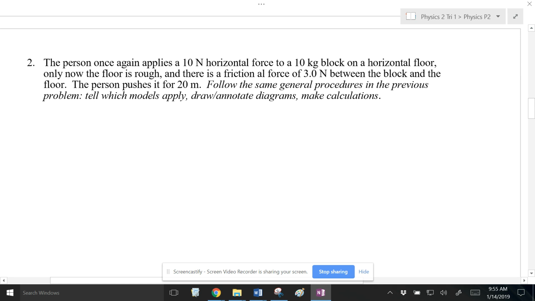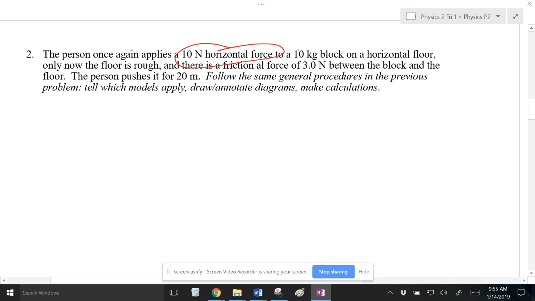So you've got a 10 Newton horizontal force, you've got a 10 kilogram block, but now you've got friction in the amount of 3 newtons between the block and the floor, okay? The person's going to, again, push it 20 meters. So follow the same process that we did the first time around. The difference is now you're going to need to add in 3 newtons friction, okay? So go ahead and have that on your whiteboard.